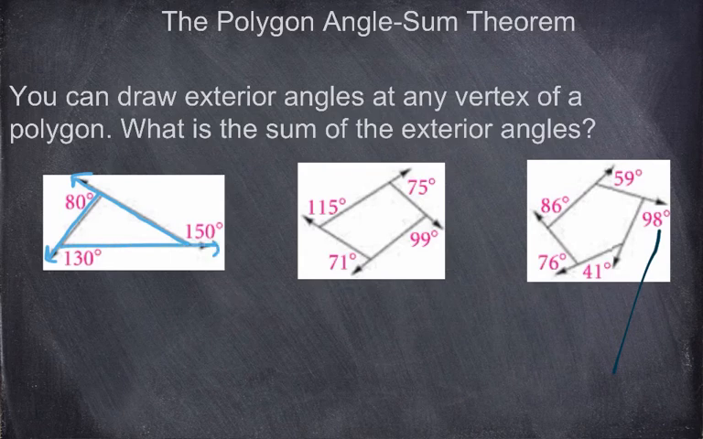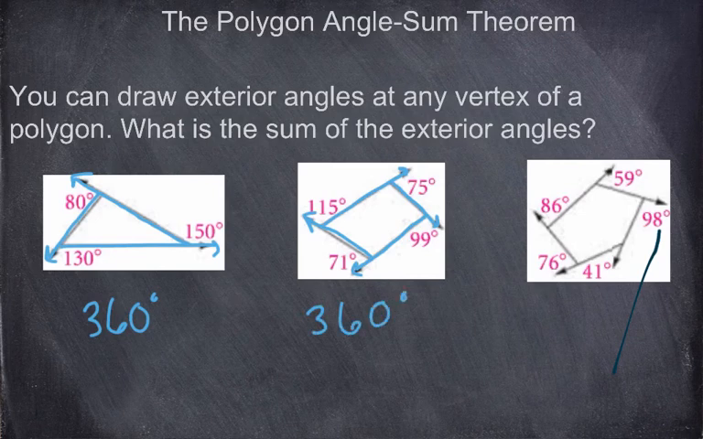But when you add all these 3 together, you're going to get 360 degrees. Okay, for the triangle, the sum of the exterior angles is 360. But notice, if you do the same thing over here, again, we have 4 exterior angles formed. If you add 115 plus 75 plus 99 plus 71, that also is 360. And same thing over here, finally. This will also be 360 when you add up all of the exterior angles.